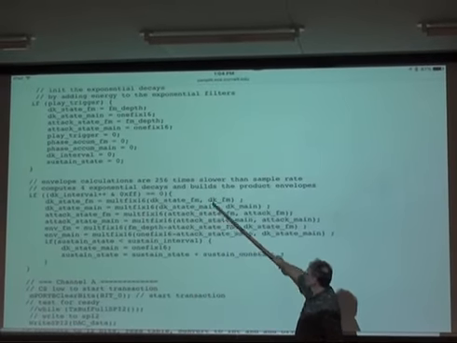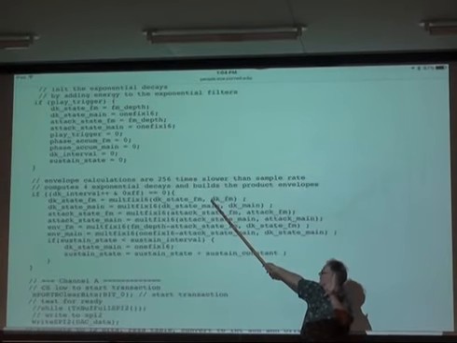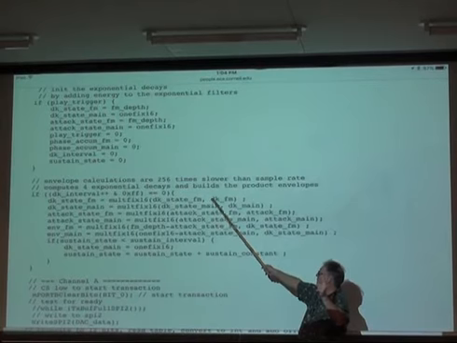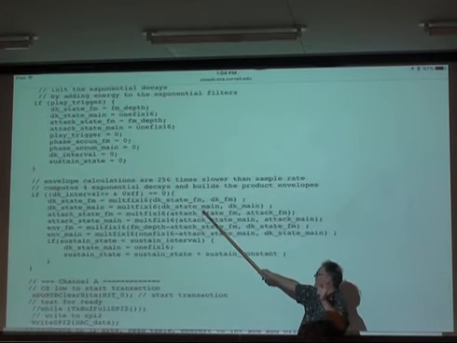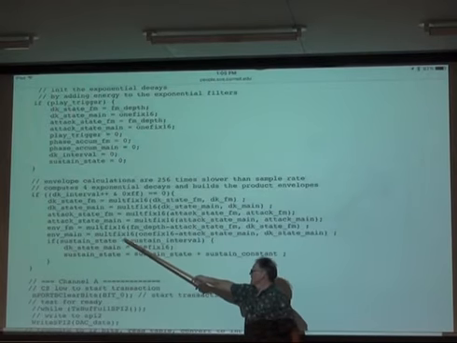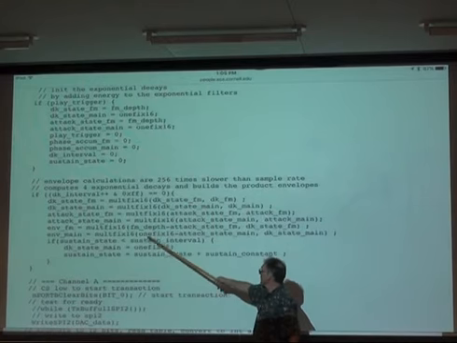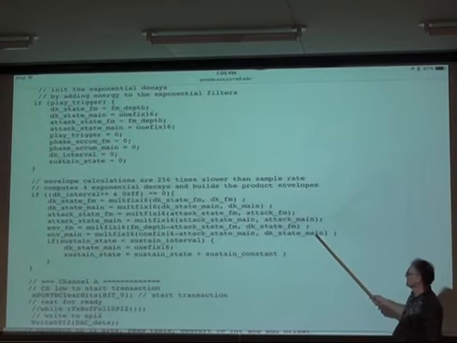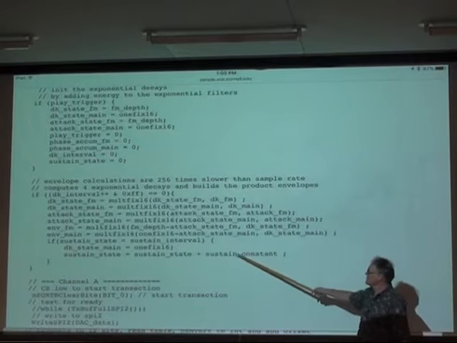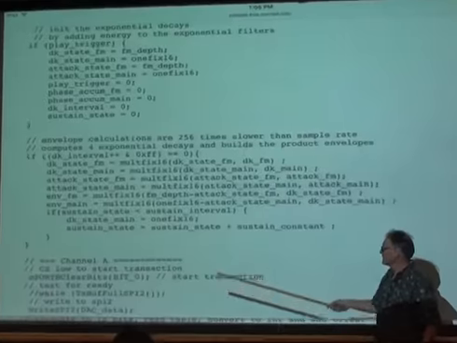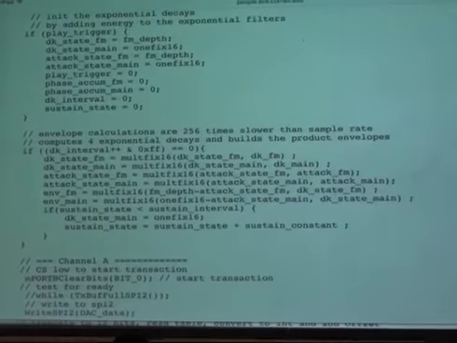And doing these multiplies I talked about, calculate the exponential decay of the FM, the exponential decay of main, the attack exponential for FM and main. Then calculate the envelopes as 1 minus the attack state times the decay state. Check to see if we're actually in sustained mode and do the cheesy fix.